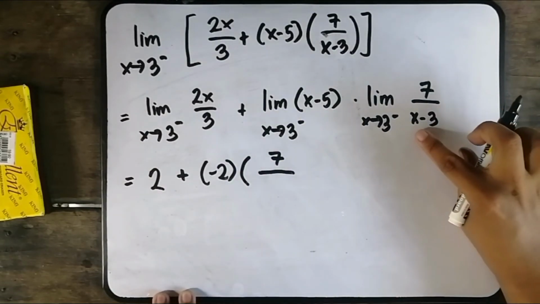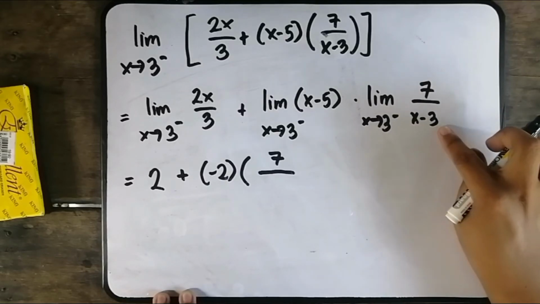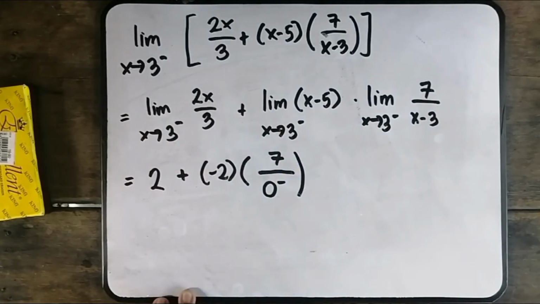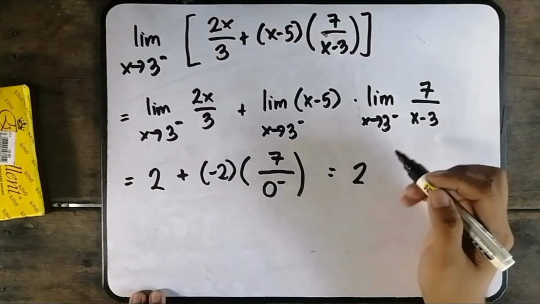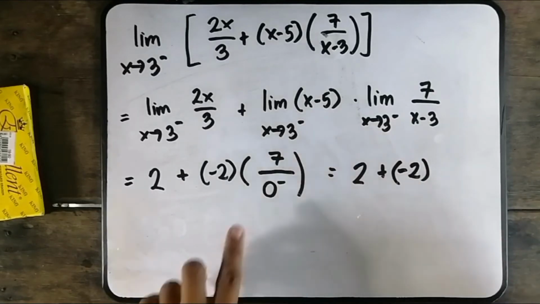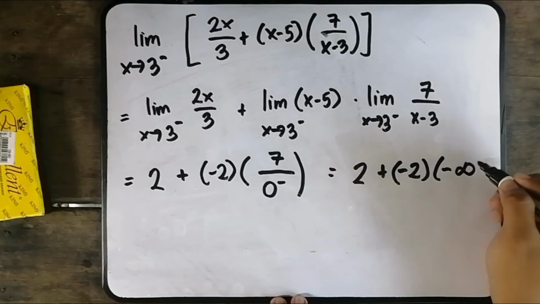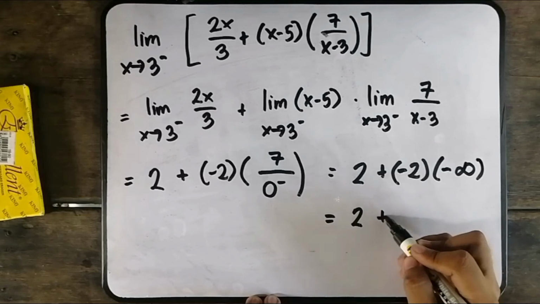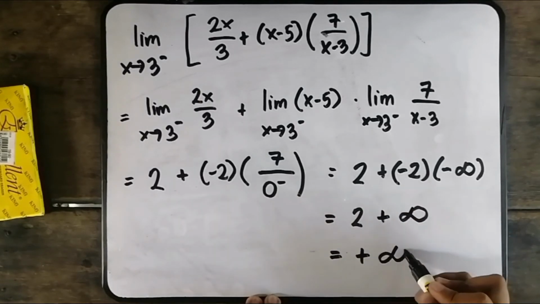x minus 3 approaches 0 passing through the negative values. So we have 0 negative. So we now have 2 plus negative 2 times 7 over 0 negative, which is negative infinity, or that is now equal to 2 plus positive infinity, and that is equal to positive infinity.